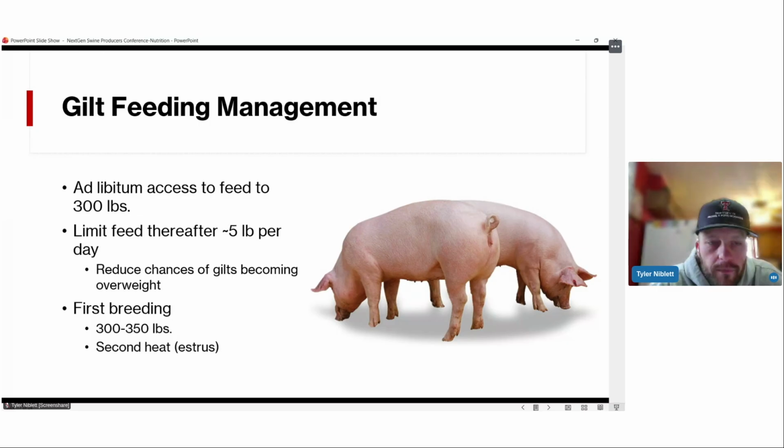Typically, gilts are fed on a full feed basis or ad libitum basis until about 300 pounds. And from there, we try to limit feed them so we don't have them become overweight. About 5 pounds, or most of the time, that's what your scoop weighs per day is what we feed them or aim to feed them. We aim to breed them between 300 and 350 pounds and wait until about that second heat to breed them. Limit feeding them after 300 pounds helps us minimize our structural issues as well as various repro issues that could arise.